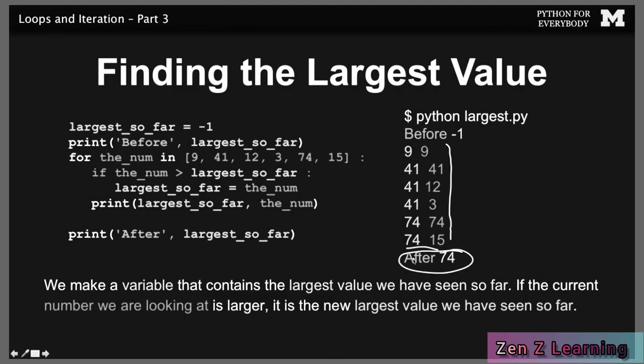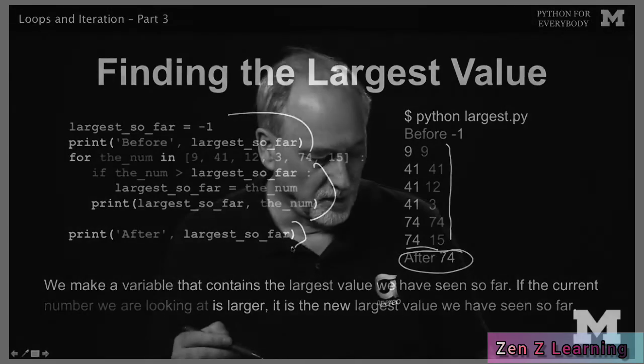So you get the idea. We set something up before, we do something to each value, and then at the end we kind of get the payoff of what we were looking for in the first place. So up next, we're going to talk about more of these loop idioms and how to find the smallest and how to count things and how to do averages and sums and stuff like that.